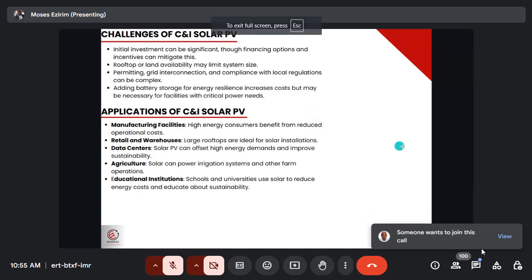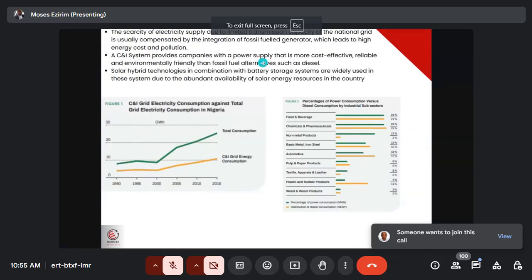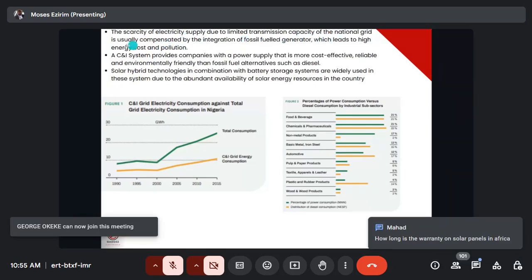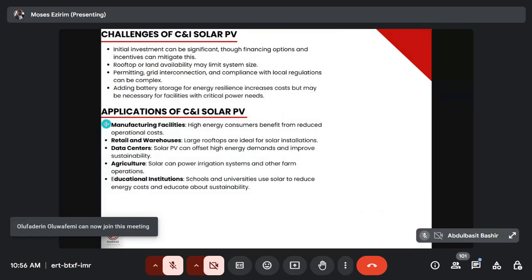Now, the scarcity of electricity due to limited transmission capacity of the national grid is usually compensated by integration of fossil fuel generators. Now, in Nigeria, I'm going to speak as a Nigerian because I'm a bona fide Nigerian. In Nigeria alone, the total capacity that diesel generators are giving out is in gigawatts, around 8 to 14 gigawatts.